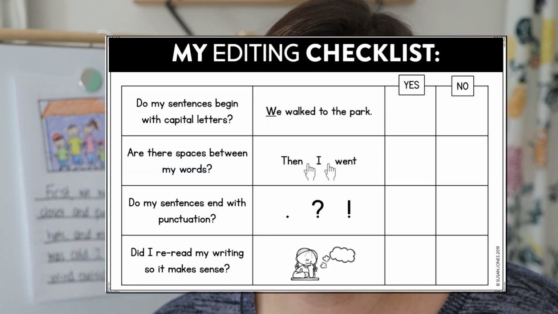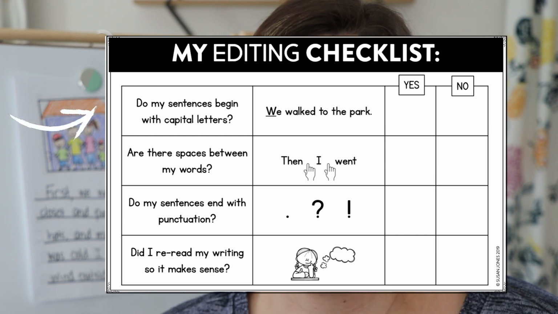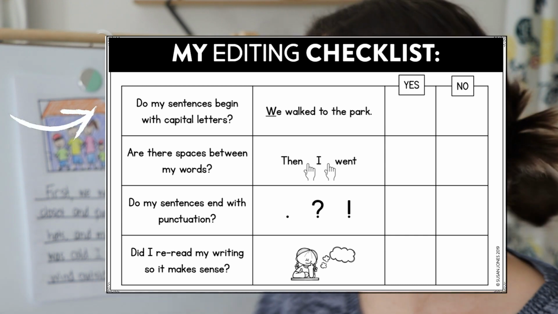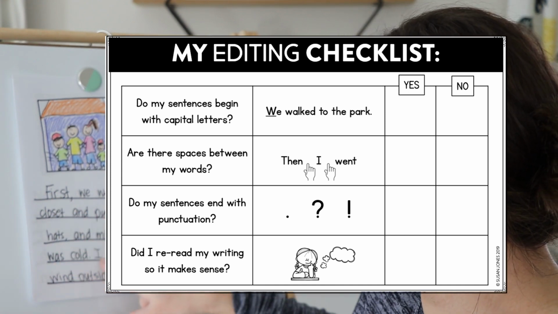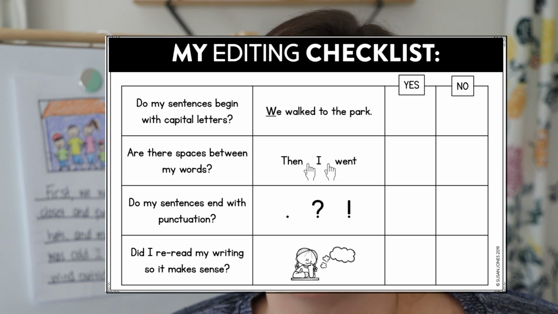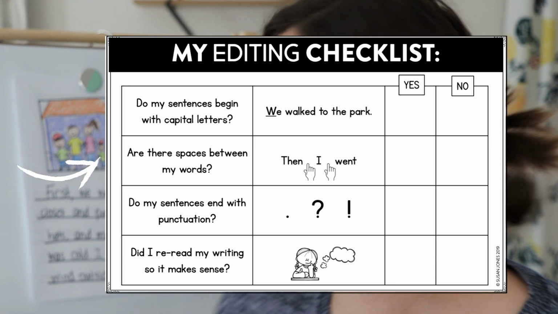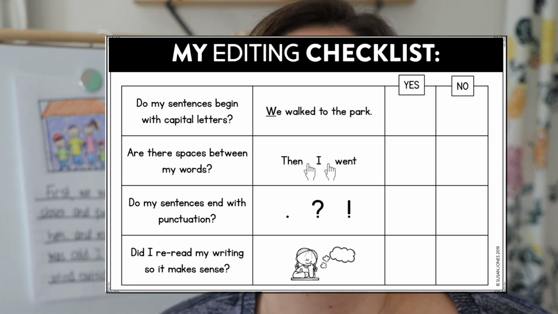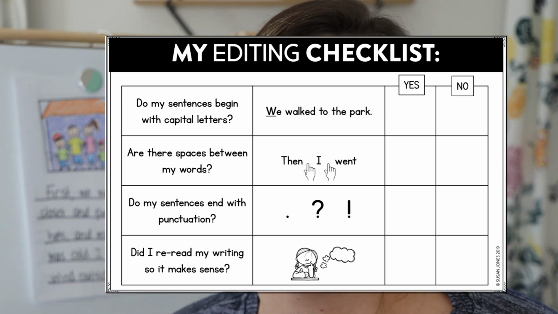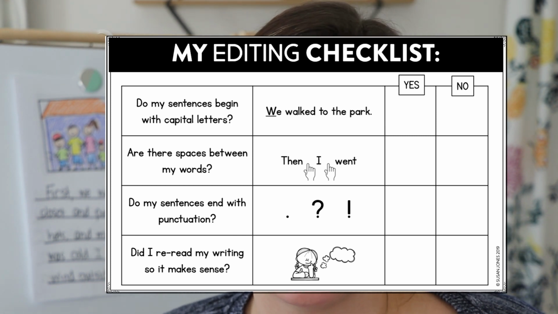Okay, the first thing everybody needs to look for, it says, do my sentences begin with capital letters? So look through each of your sentences. Every time you see a new sentence, see if it starts with a capital letter. Are there spaces between my words? Make sure that there are spaces in between your words so I can tell the difference between when one word ends and the next one begins. If it's all mumbled together, it'll be harder to read.